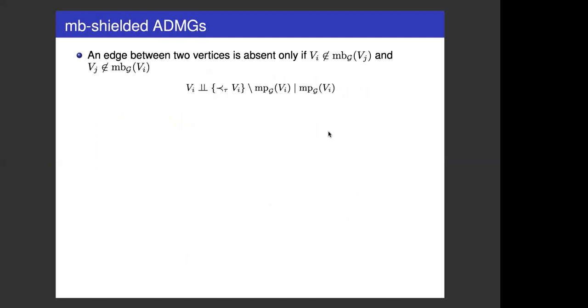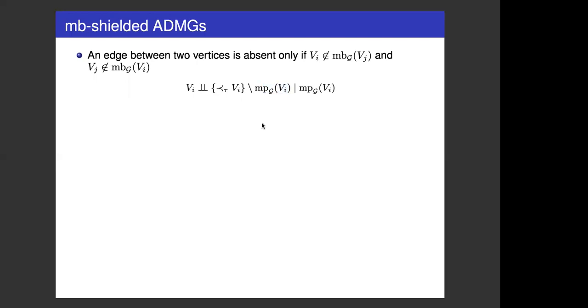And we try to characterize a class of ADMGs where constraints look like regular conditional independencies. As one such class we call Markov blanket shielded ADMGs, which basically says that if two vertices are not adjacent, then neither of them is in the other's Markov blanket. So in these MB shielded ADMGs, the constraints look like this. Each vertex is independent of everything that precedes it, conditioned on the Markov blanket of V_i, excluding the things that are actually conditioned on, right?